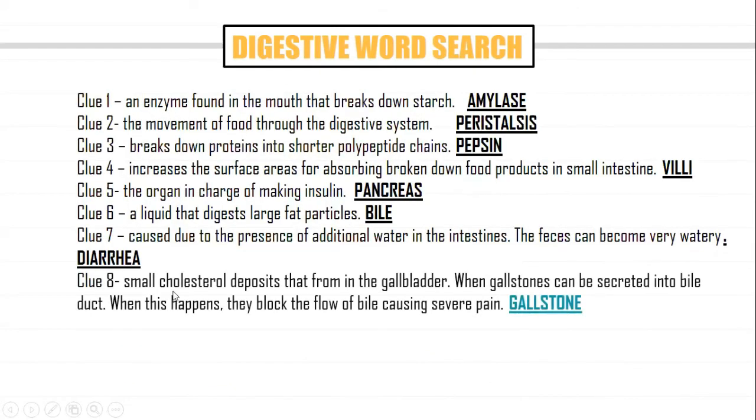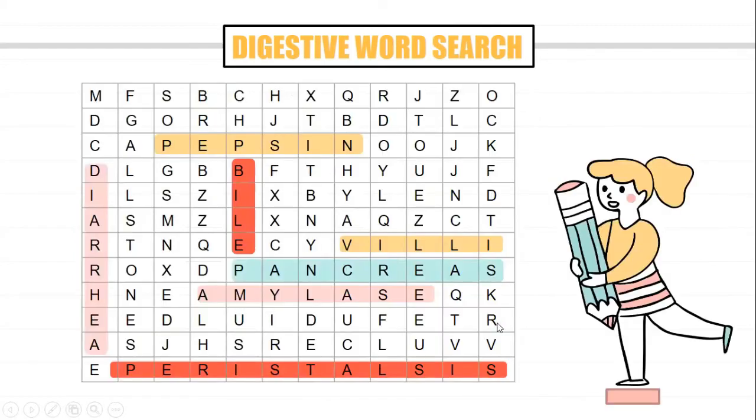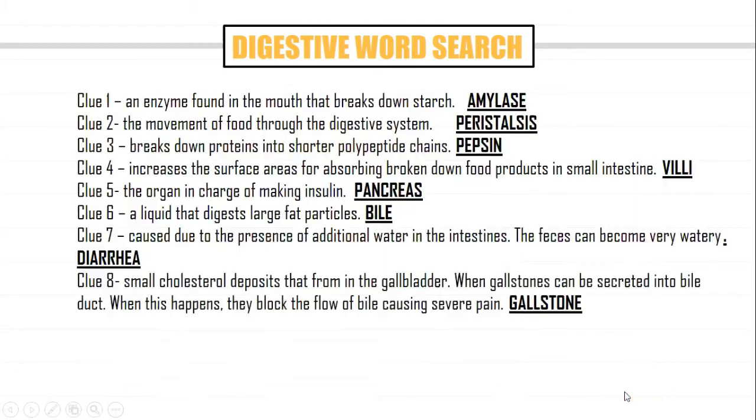Next, it is small cholesterol deposits that form in the gallbladder. So when gallstones get secreted into the bile duct, they block the flow of bile, causing severe pain. So the answer is the gallstone. So this is the gallstone.